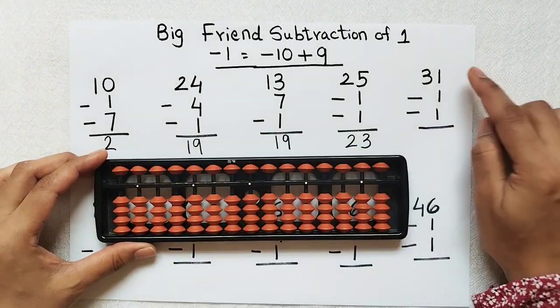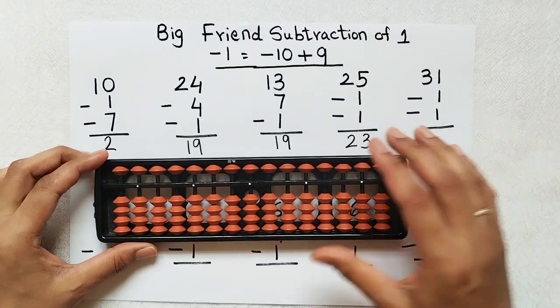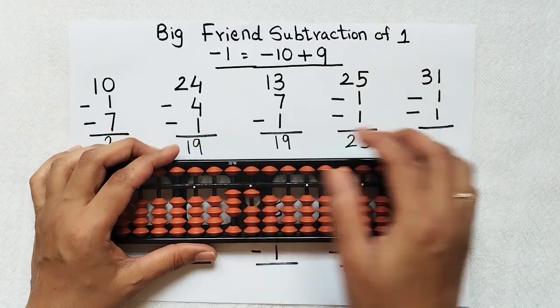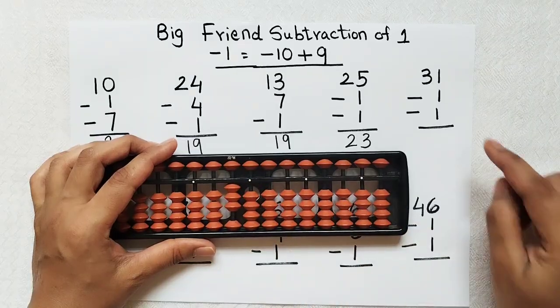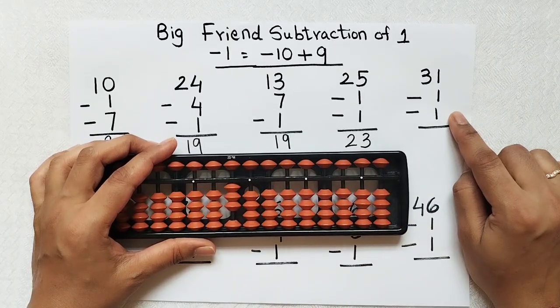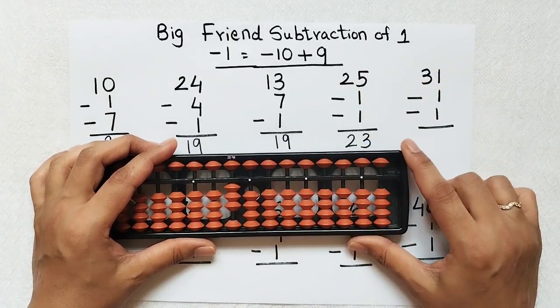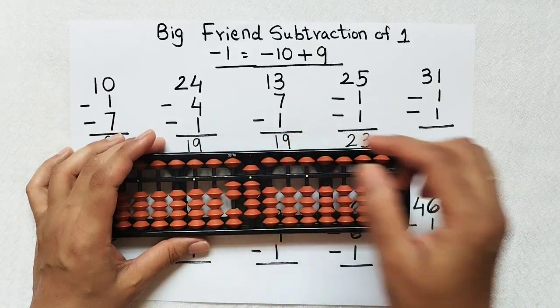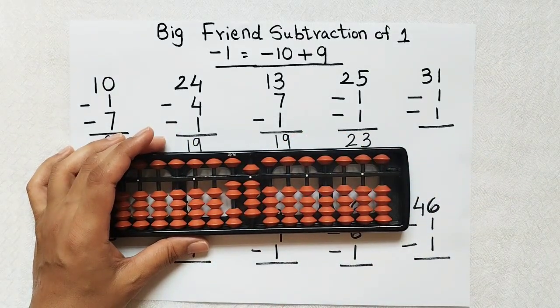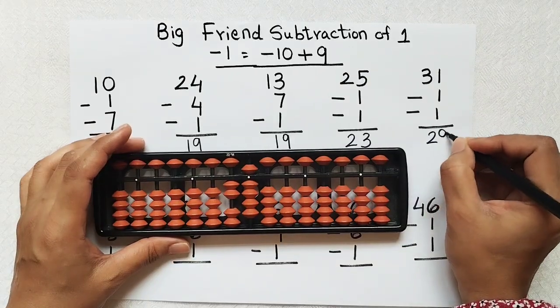Next one, 31 less 1 less 1. 31 less 1. So this is direct subtraction. Now again less 1. Now this is going to be a big friend subtraction. That is less 10 plus 9. My answer is 29.